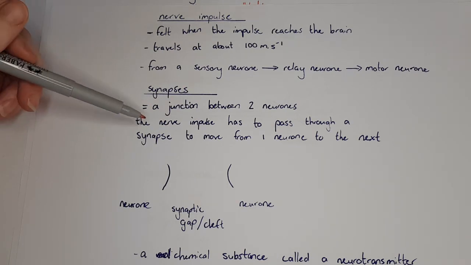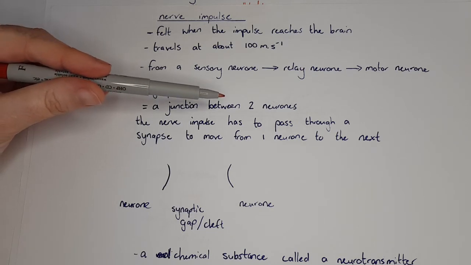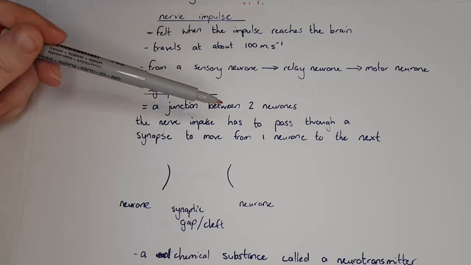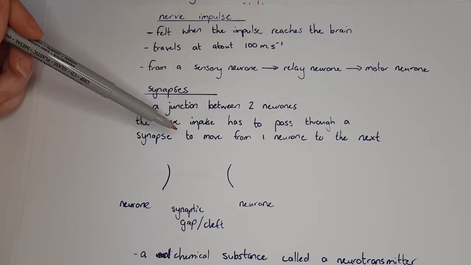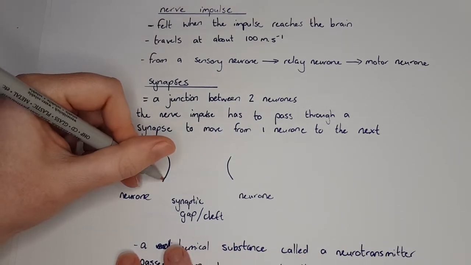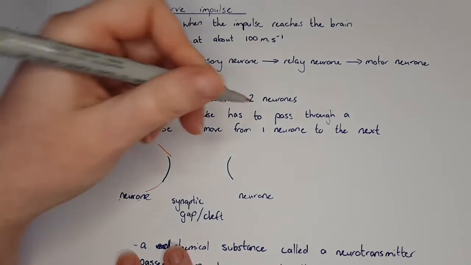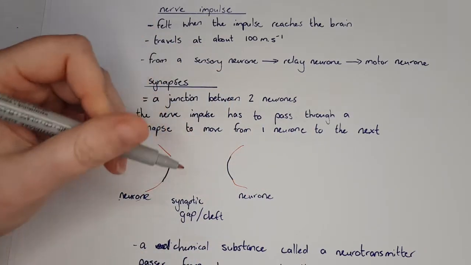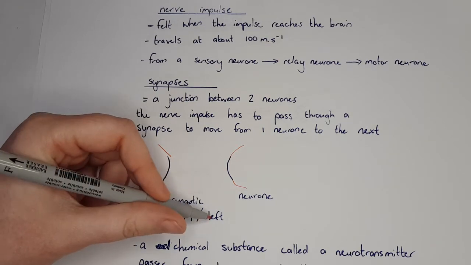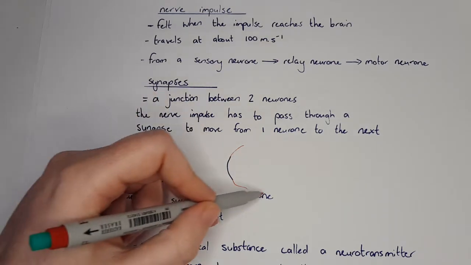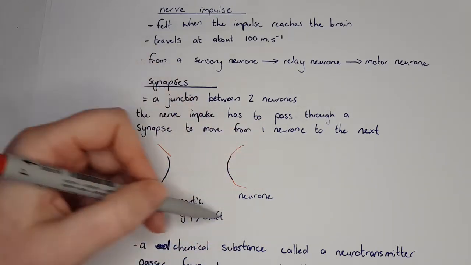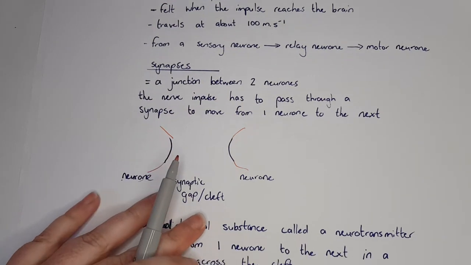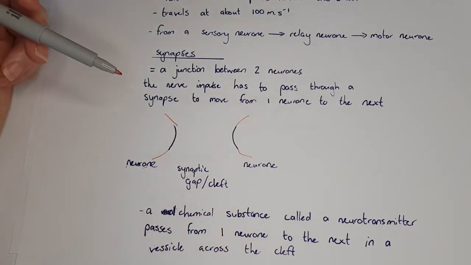So a synapse is a junction between two neurons, and a nerve impulse has to pass through a synapse to move from one neuron to the next. If this side is my one neuron, and on this side is my other neuron ending, there's a gap in the middle that we call the synaptic gap or cleft. And this whole thing, from the one end of the neuron to the other, including the synaptic cleft or gap, is my synapse.